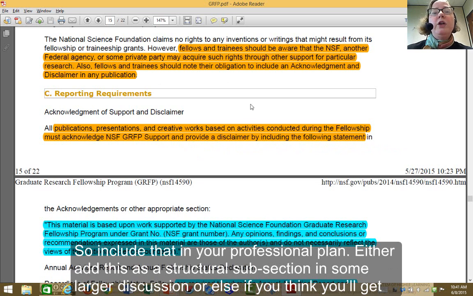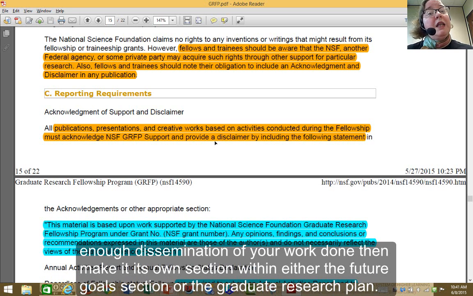Either add this as a structural subsection in some larger discussion, or else if you think you'll get enough dissemination of your work done, then make its own section within either the future goals or the graduate research plan.